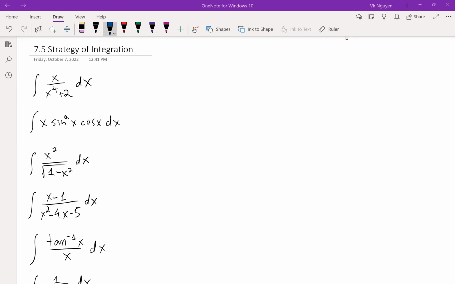Today we explore lesson 7.5, strategy of integration. You will learn how to best approach each integral. Let's begin with the first one, the integral of x over x to the 4th plus 2 dx.